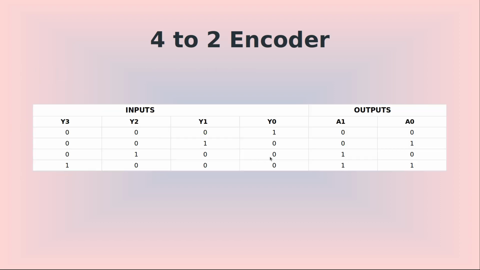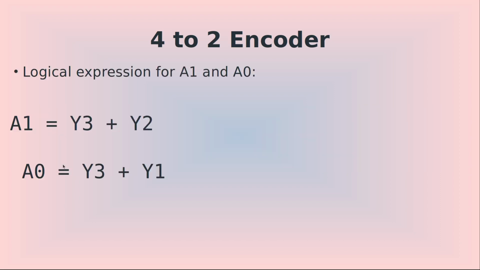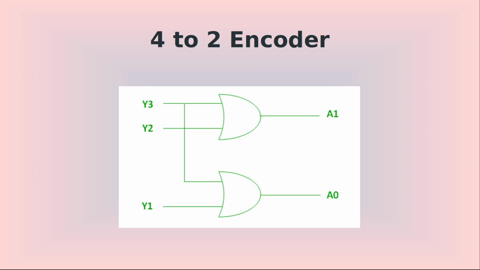Then this is the formula. What is the formula for a1? a1 is equal to y3 plus y2, because there are 2 ones: one represents y2 and the other represents y3. So a1 equals y3 plus y2, and the same formula is applied to a0, y3 plus y1. Okay, so this is the combinational circuit which represents the 4 to 2 encoder.